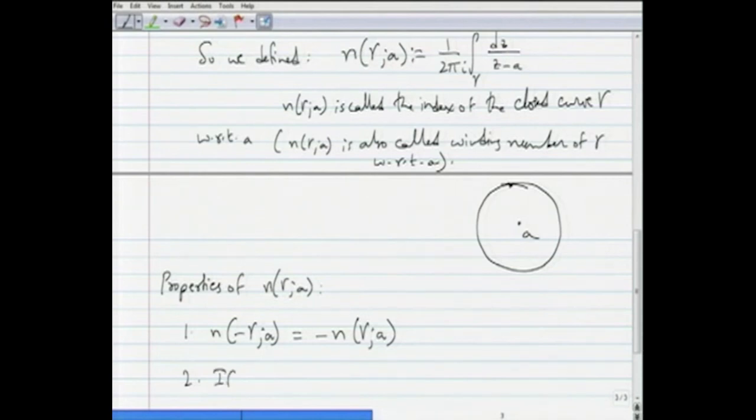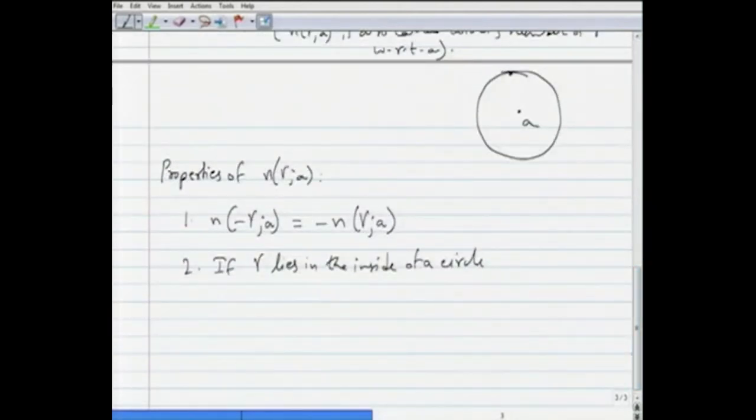Second, if gamma lies inside of a circle, recall we made that notion very precise, what the inside of a simple closed curve is. So, in this case we take a circle and if we assume that gamma lies in the inside of a circle, then n gamma A is equal to 0 for all points A outside of the circle. Okay, 3.